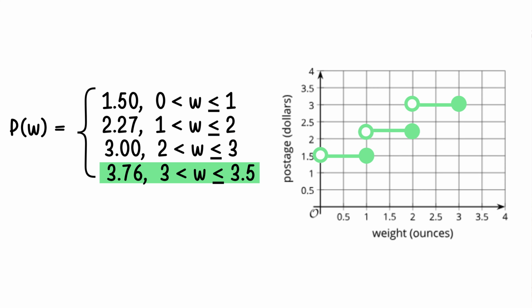Our last section says the price will be $3.76 for weights between 3 and 3.5 ounces. So we'll be graphing in this section. We'll put our line at $3.76. 3 will not be included, but 3.5 will be. So now we've finished our graph for this piecewise function. Let's look at another one.